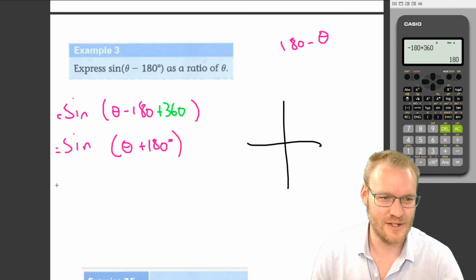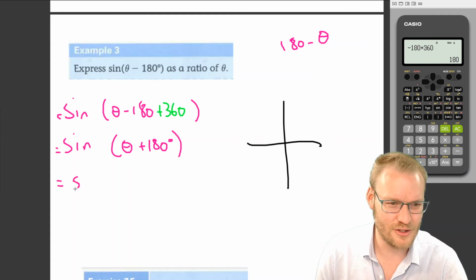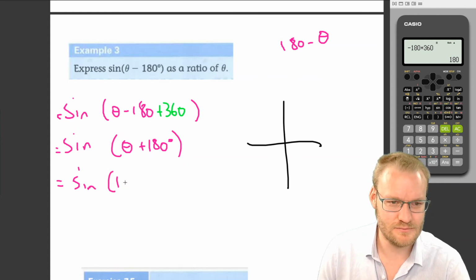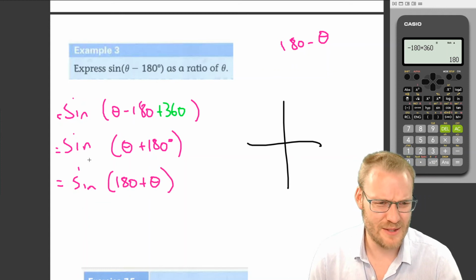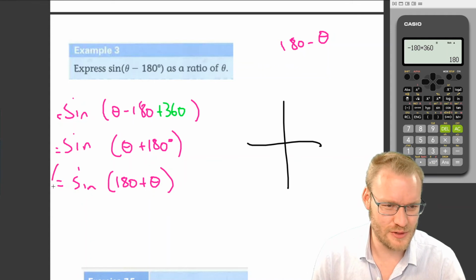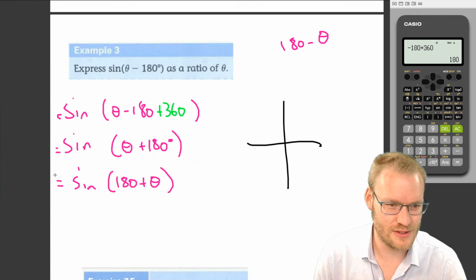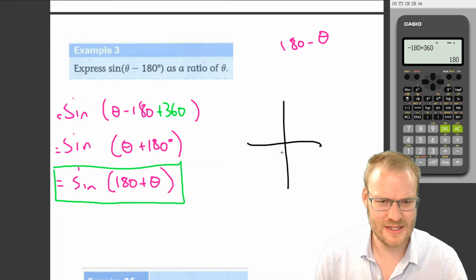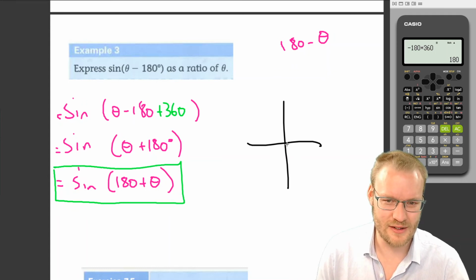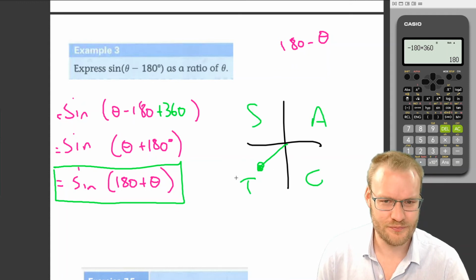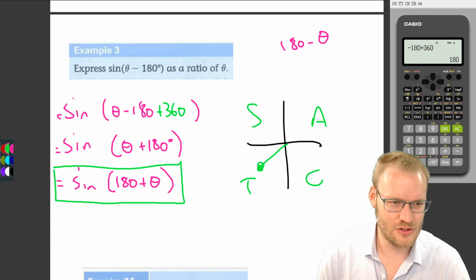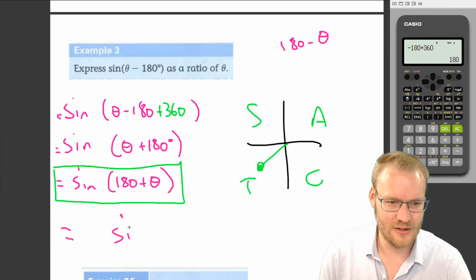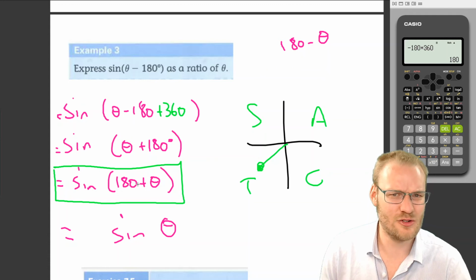This is the type of thing we've done before. Normally it looked the other way around. Normally it looked like sine of 180 plus theta. But they're the same thing, so we really don't have to. I'm just going to put that in brackets. That's how we normally saw it. So we went, okay, well, there's 180 plus theta. We're down here, CAST. So this is just equal to sine of theta, because it's just a 180 plus or minus.